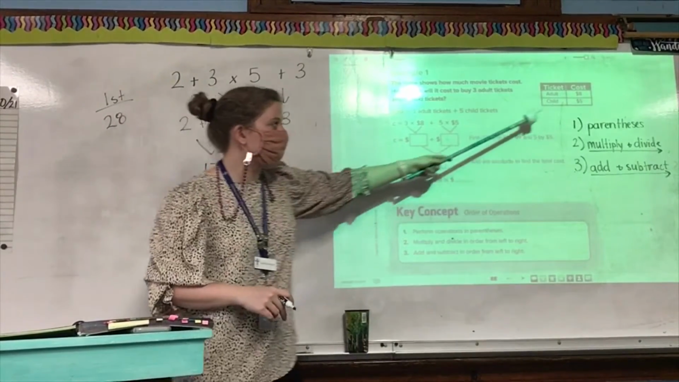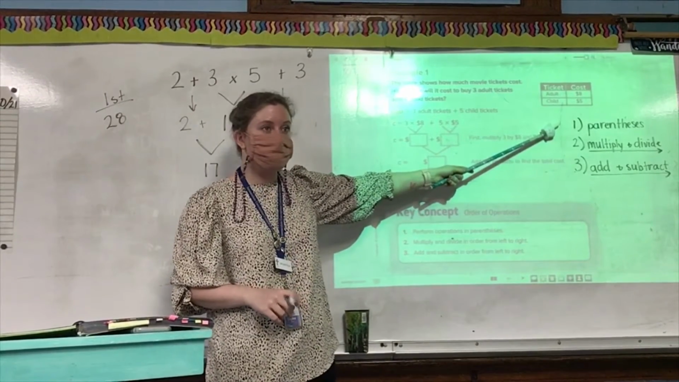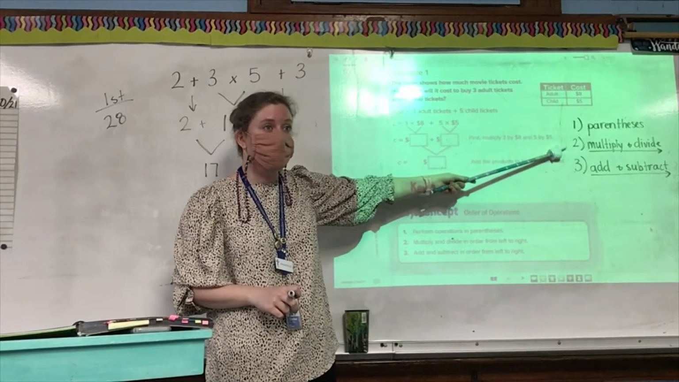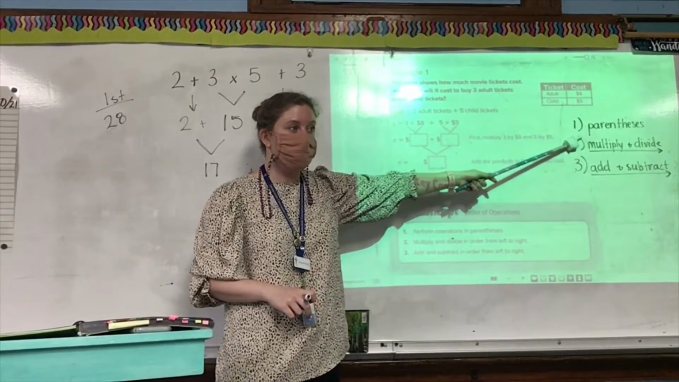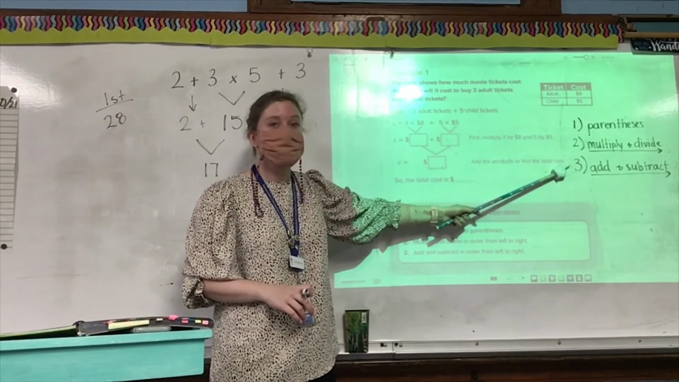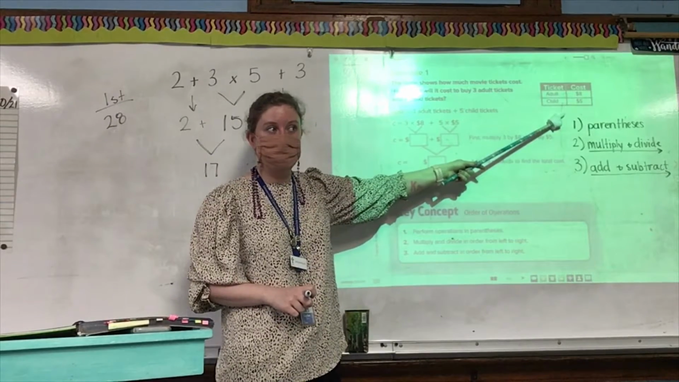So, once you're done writing this little reminder, step 1, parentheses. Once you're done, or if there are none, step 2, multiply and divide from left to right. Once you're done, or if there is no multiplication or division, step 3, add and subtract from left to right.